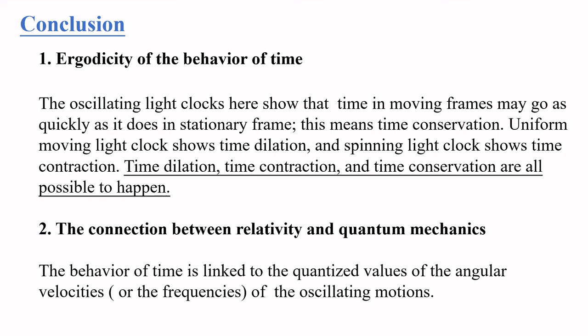Here we want to address 2 points. The first one is the ergodicity of the behavior of time. The oscillating light clock here shows that time in a moving frame may go as quickly as it does in a stationary frame. This means time conservation. The uniformly moving light clock shows time dilation, and the spinning light clock shows time contraction. Time dilation, time contraction, and time conservation are all possible to happen.